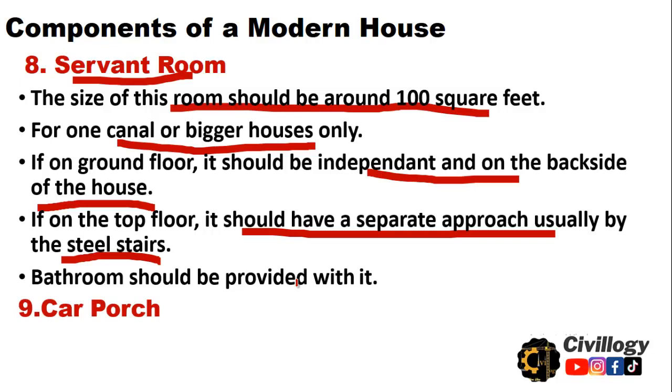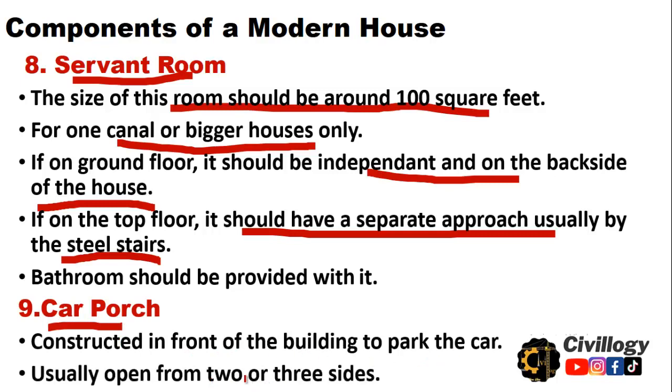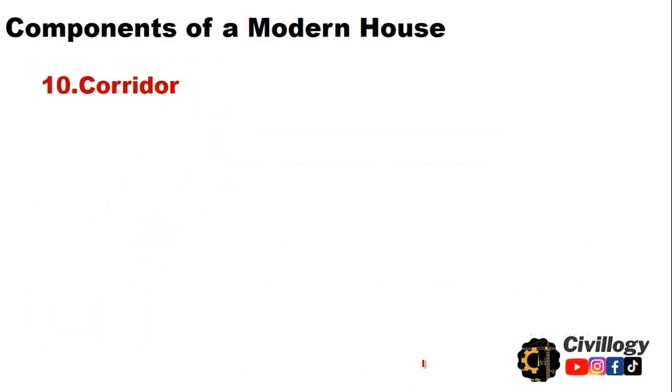The ninth component of modern house is carporch. Constructed in front of the building to park the car. Usually open from 2 or 3 sides. The carporch should be open from 2 or 3 sides for easy movement of the car.